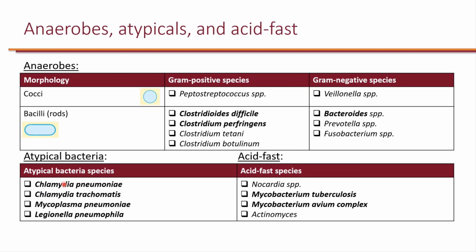Atypical bacteria include Chlamydia species, including Chlamydia pneumoniae. That's not a sexually transmitted infection. It can cause pneumonia. And then we have the sexually transmitted Chlamydia. Also, we have Mycoplasma and Legionella. And then with the acid-fast, we have Nocardia species, we have Mycobacteria, as well as Actinomyces.